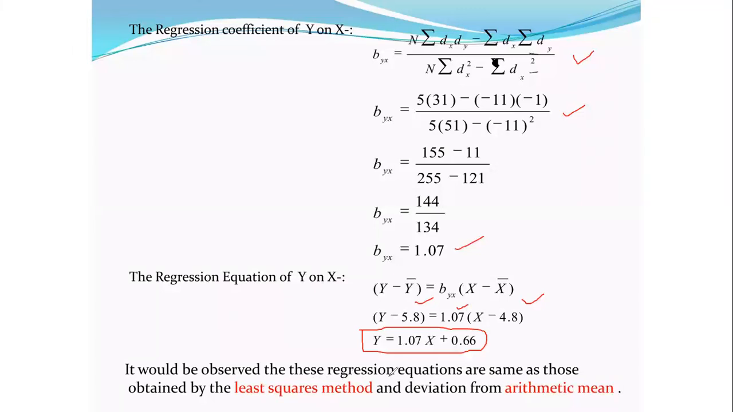It can be observed here that the regression equations, y on x and x on y, are the same as those obtained by the least square method or the actual mean method. So three methods were used: the least square method, the actual mean method, and the assumed mean method. We get the same values in all of them. The methods are different, but the answer is the same. Students can select any one of these three methods to calculate the y on x and x on y regression equations.